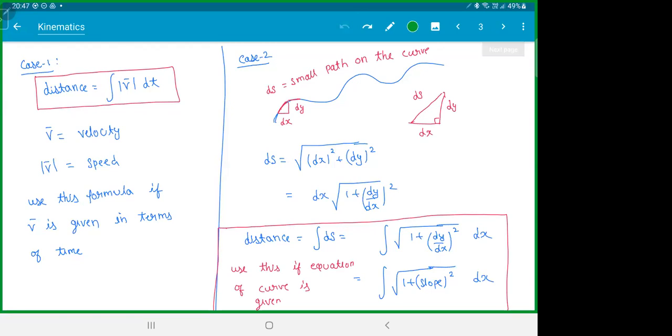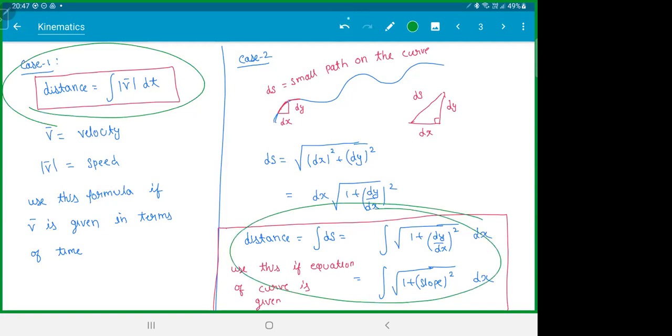Anyone who doesn't know this, there are a few of you who are new, you can just note down these things in the red box. You can just put it down.